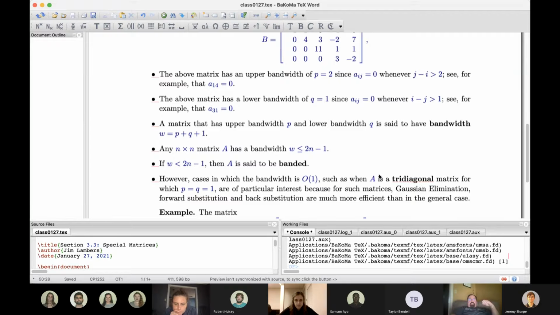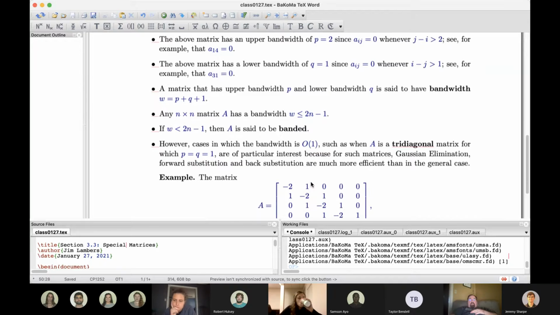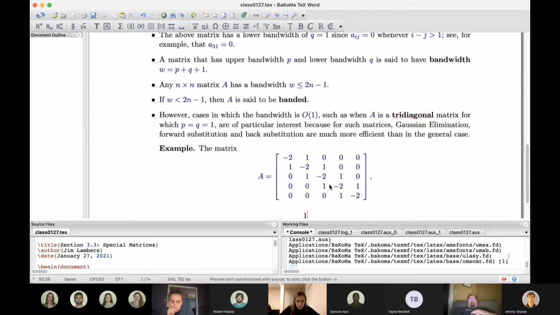So if you have an n by n matrix, but the bandwidth is order 1, so it's some small constant independent of n, that's when we can really have substantial gains in efficiency when solving Ax equals b. And here's one of the best known tridiagonal matrices.